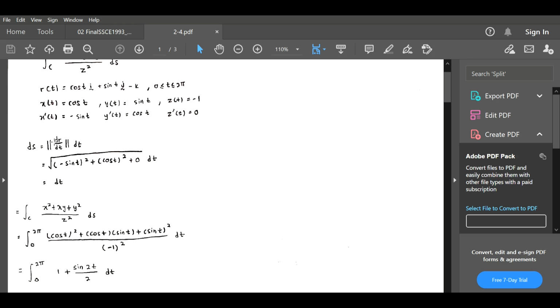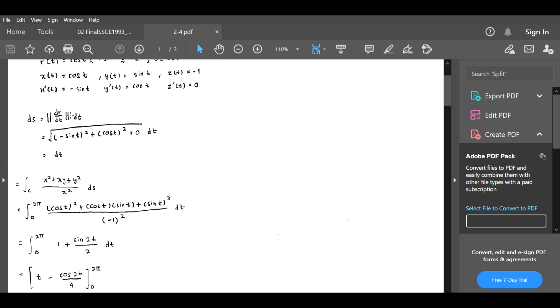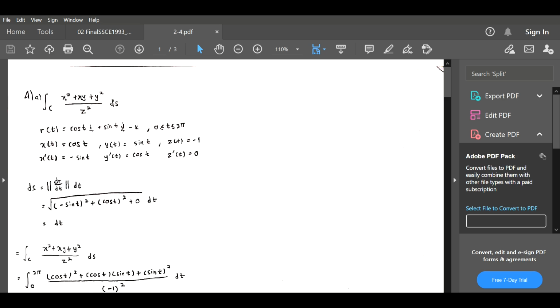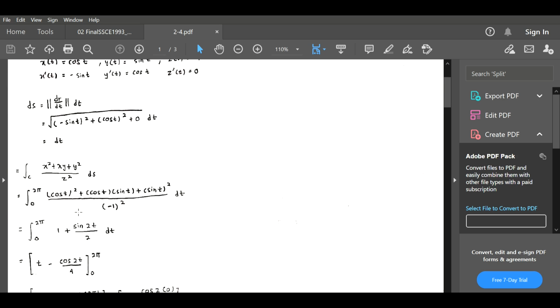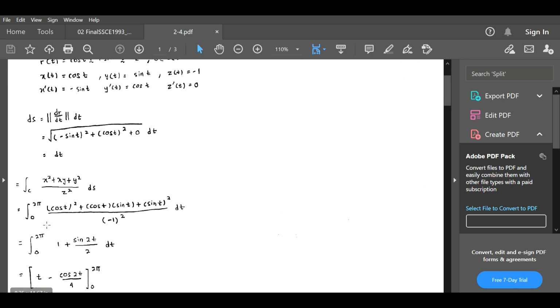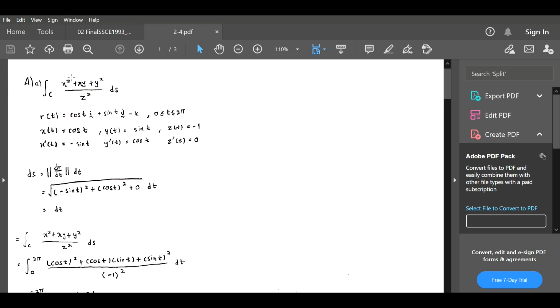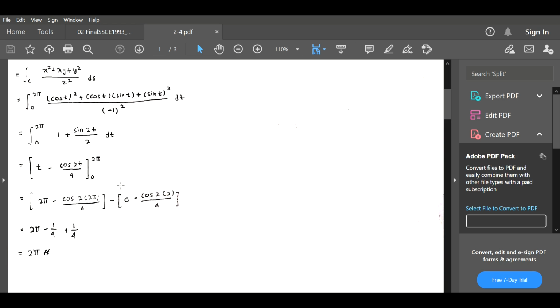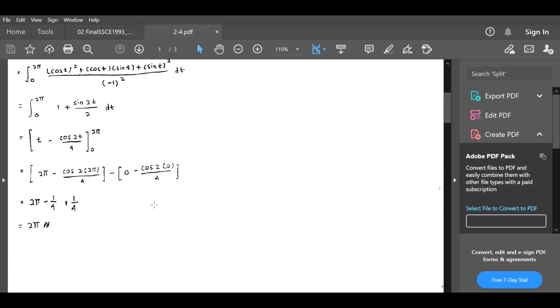This is ds. To find ds using this formula, we insert the differentiated values of x bar, y bar, z bar, and then we get dt. So in order to find this, we need to have ds. Okay, and then we use the limit given and substitute the values of x(t), y(t), z(t) into the equation, and we will get 2 pi. So this is a very simple question.